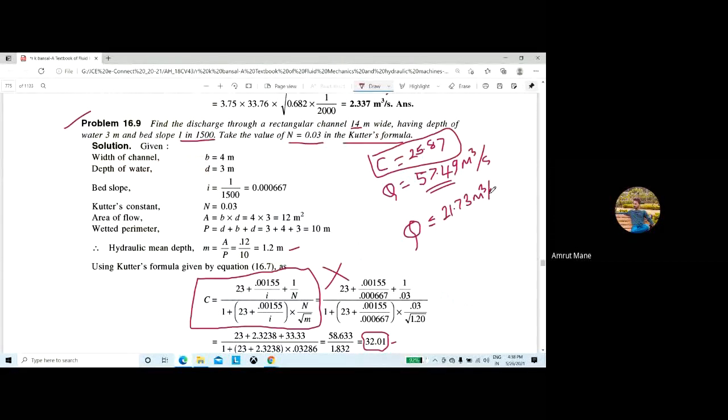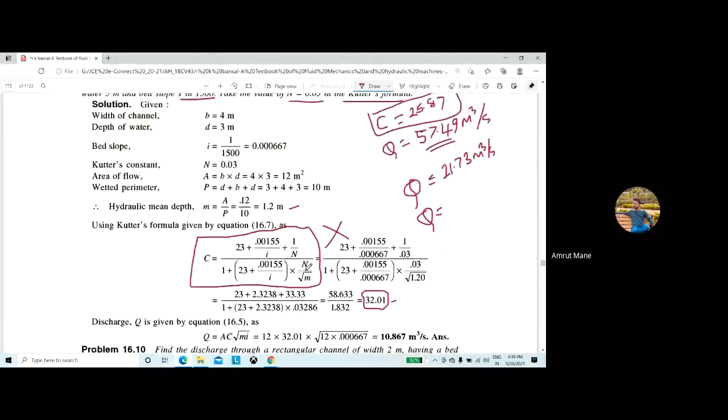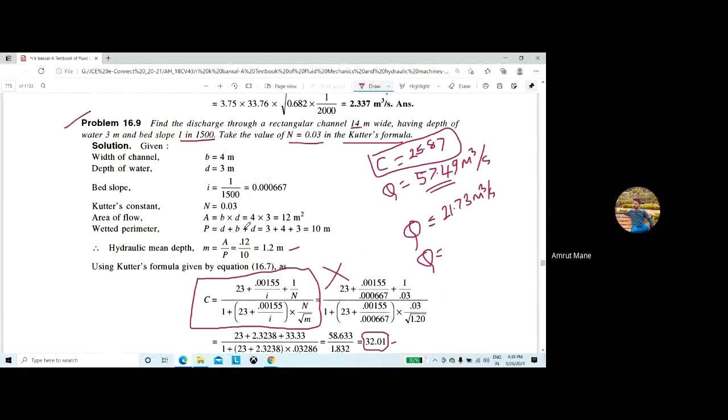21.73. Hello, sir. Yes. Sir, actually in the formula of Q, they taken 4 meters, sir. Actually, the area comes 42 meters, sir. If taken 14 meter, then it will become 59.49, sir. Okay, here this one. Yes, sir. Actually, they all taken 12 meter only, sir.